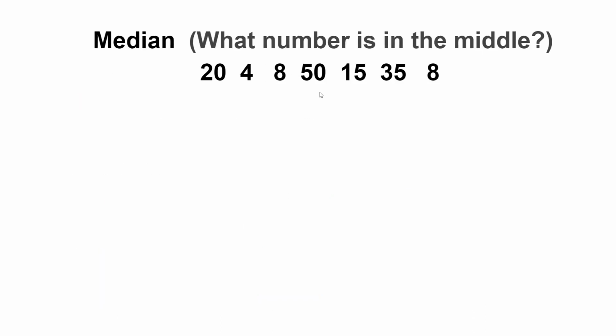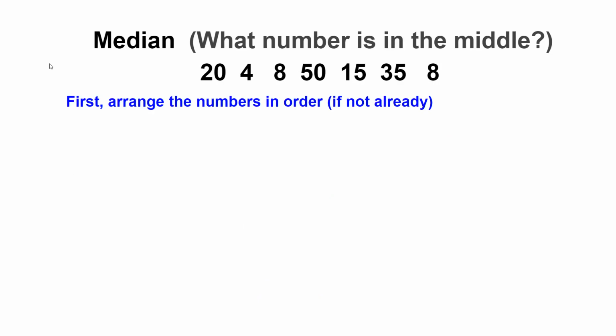Okay, let's move on to the next one. It's called the median. What that means is what number is in the middle of our list, but in the middle of our list when it's organized from smallest to largest. So that's the first thing that we need to do, is to rearrange this list in order. This is the list rearranged. Notice that 4 is the smallest number. 8 is the next smallest. There's 2 of them. And 15 is next, 20, 35, and 50.